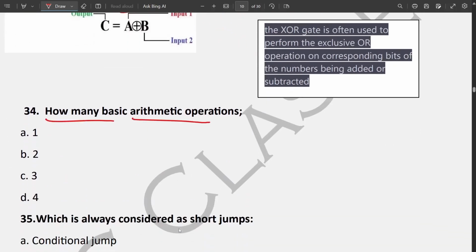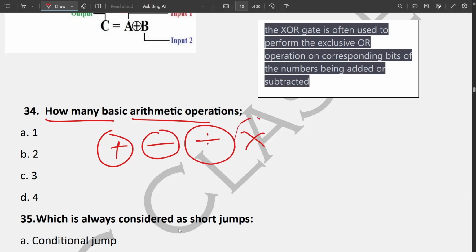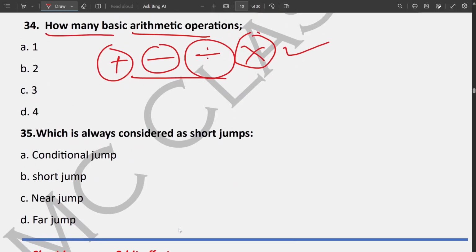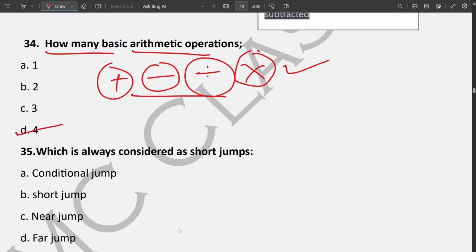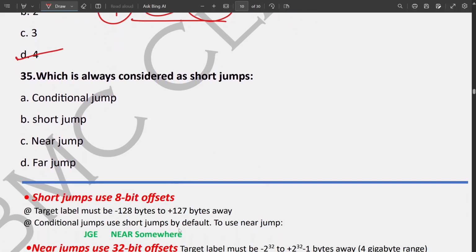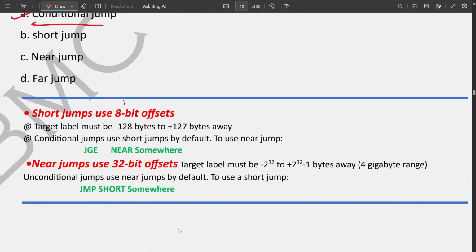How many basic arithmetic operations? You all know very well. Addition, subtraction, division and multiplication are 4 arithmetic operations. The option number 4 is correct. Which is always considered as short jump? Option number A is correct. Conditional jump. Why? Because short jump uses 8 bits and the conditional jump also uses 8 bits. That's why it's called short jump.